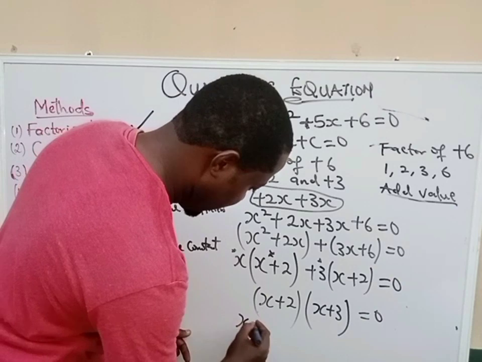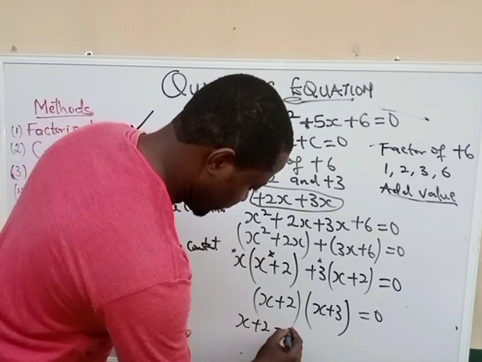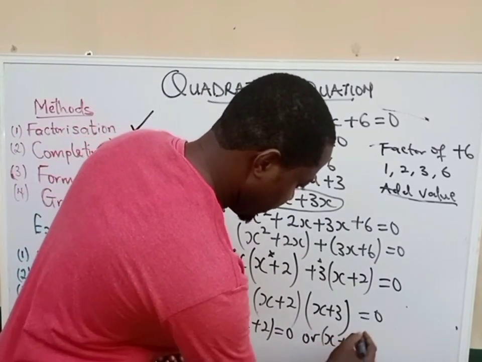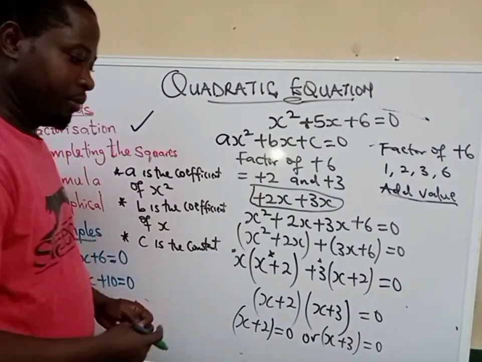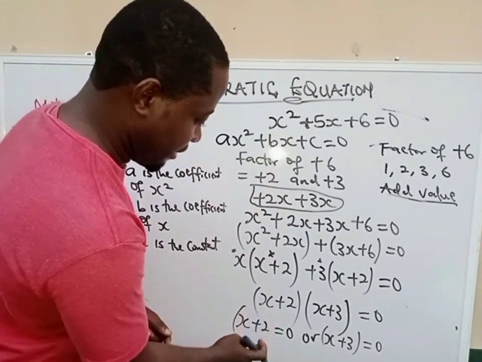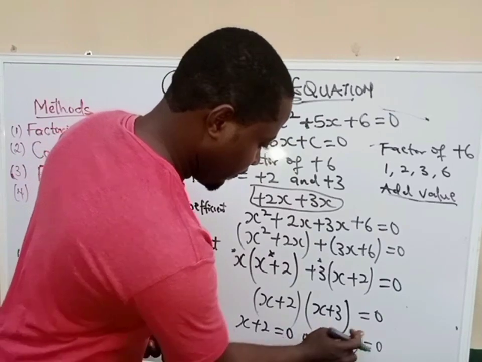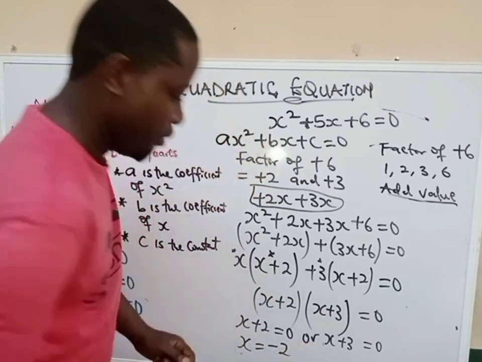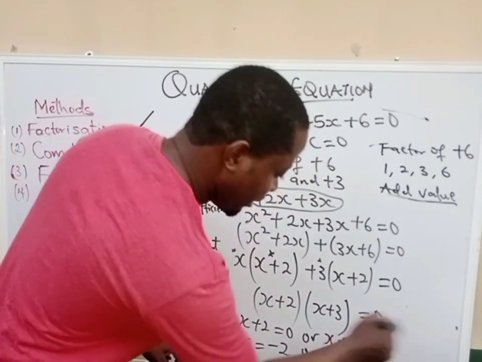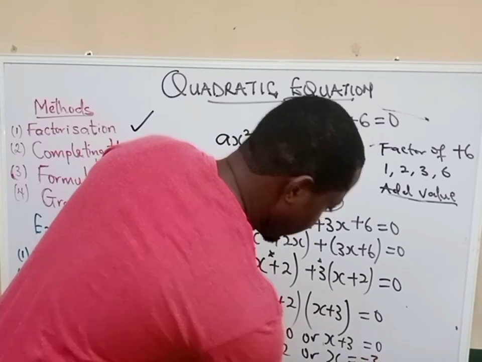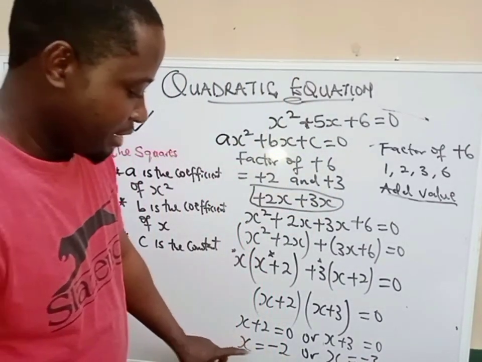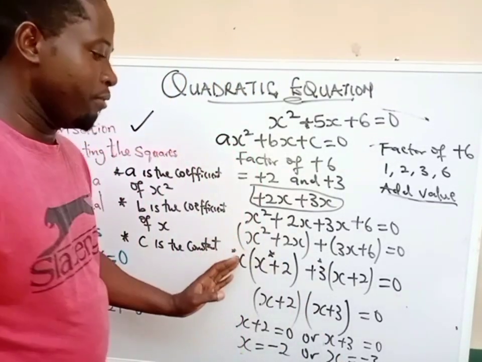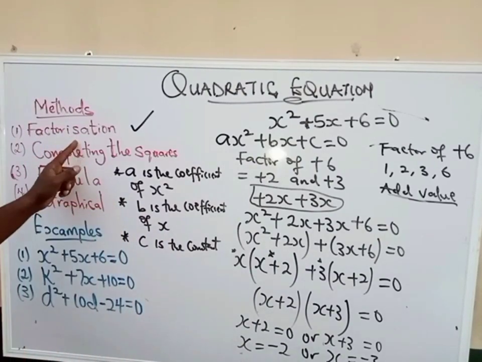So you are now going to have x plus 2 equals to 0, or x plus 3 equals to 0. You can now remove the brackets. So in that case, 2 can move here, it becomes minus 2. Or when 3 moves to the other side, it becomes x equals to minus 3. So our final answer is x equals to minus 2 or x equals to minus 3. So that is how to solve quadratic equation using factorization method.